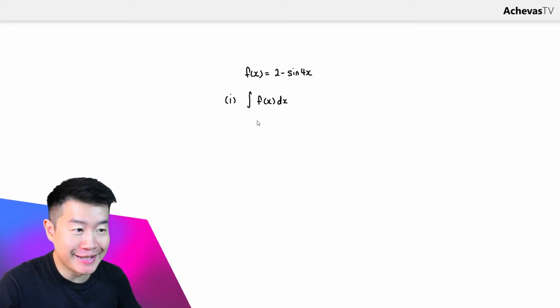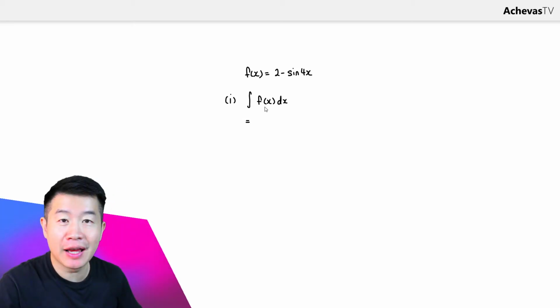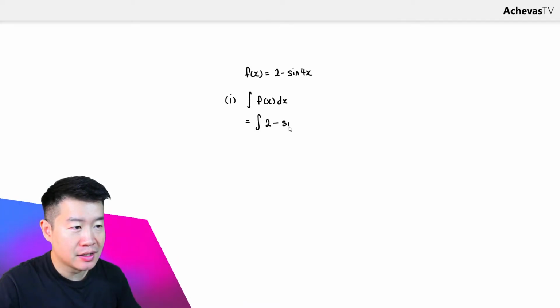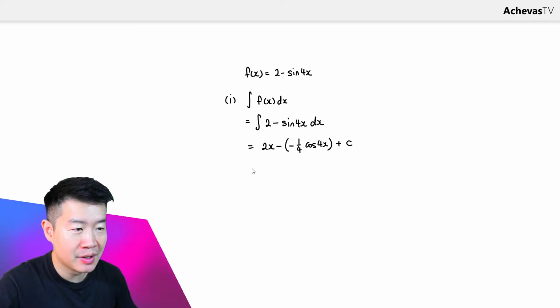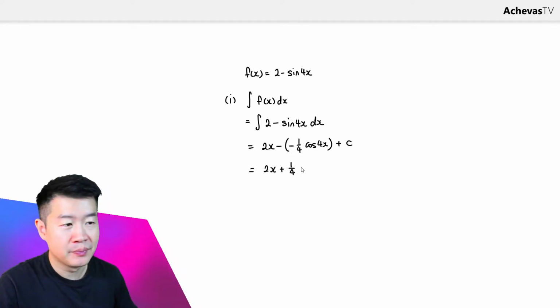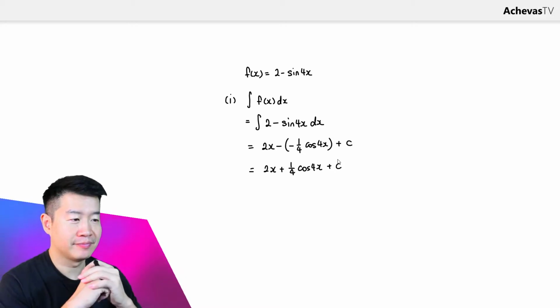Part 1 here is going to be an easy question. We are supposed to be integrating fx, and fx is given to us as 2 minus sine 4x. So we are integrating this expression. Integrating 2, it is going to be 2x, and integrating sine 4x is minus 1 over 4 cosine 4x. And let's not forget about the plus c. So my final answer is 2x plus 1/4 cosine 4x plus c.